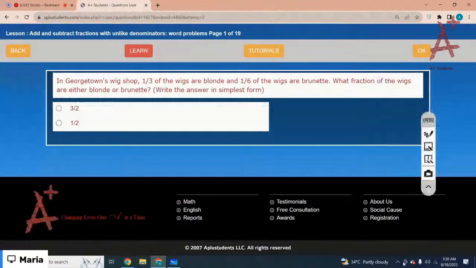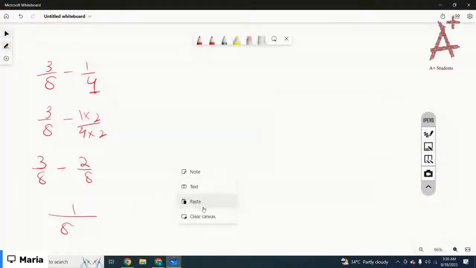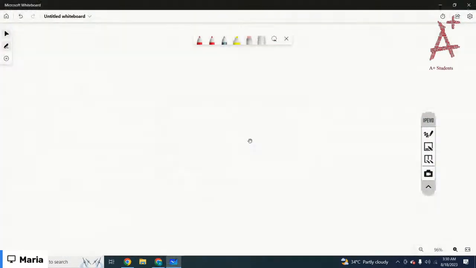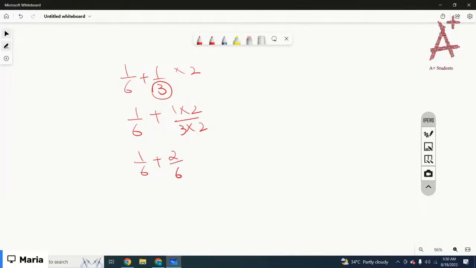Let's just add. Basically, the concept is same. You have to add like we did adding with unlike denominators. It is 1 over 6 plus 1 over 3. First of all, you have to make the denominator same, right? The smaller denominator is 3. 3 times 2 makes 6. So let's just multiply them by 2. So it would be 1 times 2 over 3 times 2. So it would be 1 over 6 plus 2 over 6.